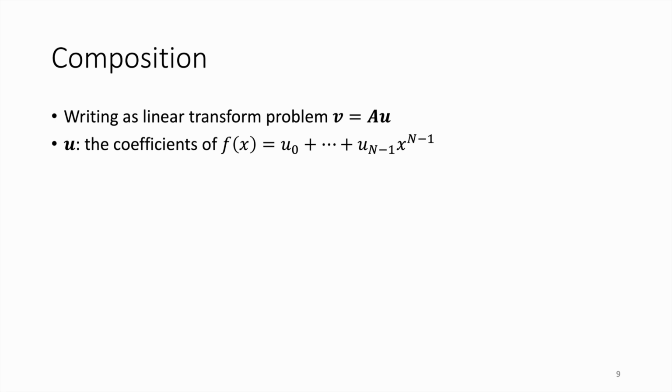Okay, so how can we write down a linear problem for the power series composition? We write the vector u as the coefficients of our power series f. And we write the matrix A with the coefficients of the powers of g, that is, g to the i.